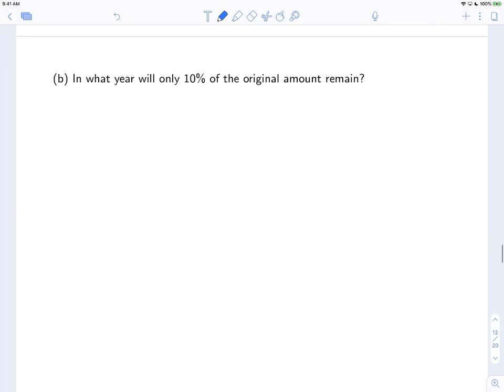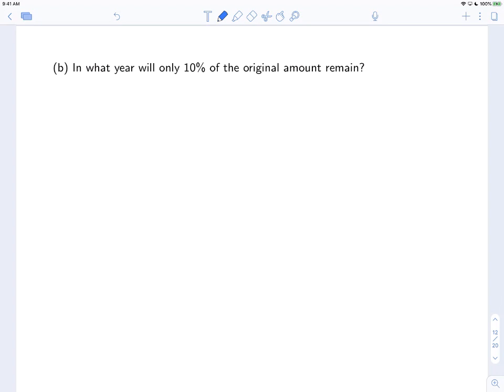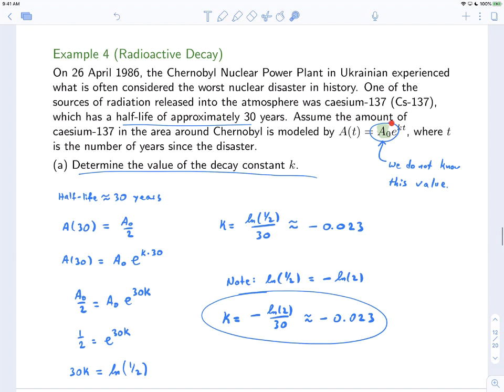In what year will only 10% of the original amount remain? So what we want to do is find t so that A at t is equal to 0.1 of the original amount. We don't know what the original amount was, but we're only interested in finding 10% of that, and that's enough information because we have a formula for A at t, and it's in terms of A0. If we just go back to the previous slide, here's our formula right here. We just found out what k was.